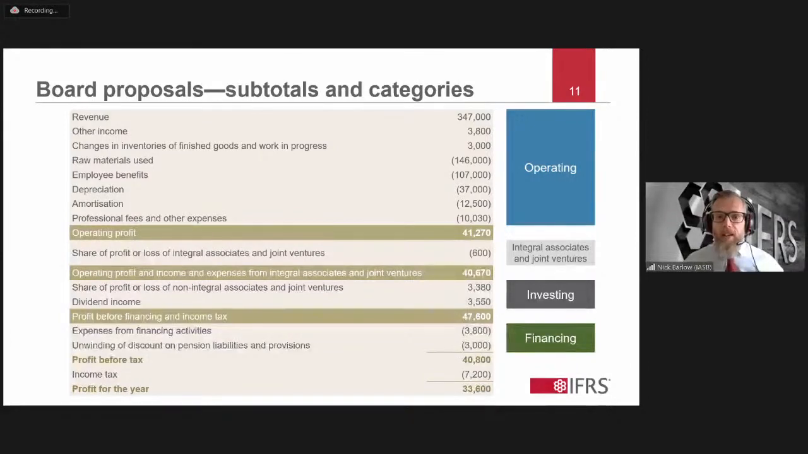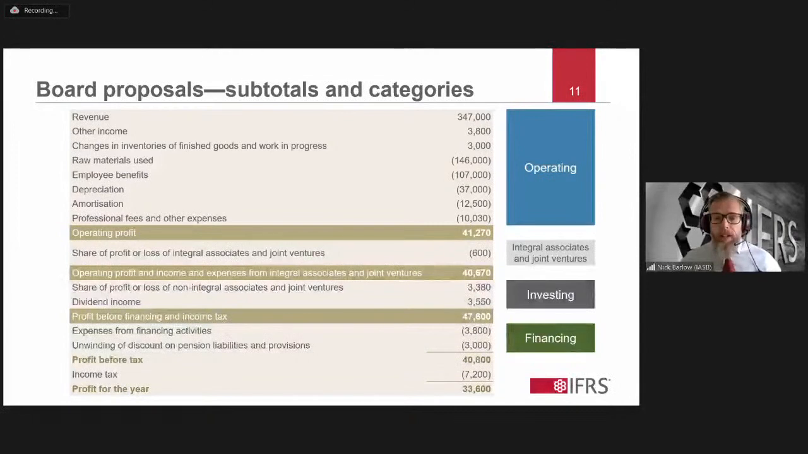To achieve that, the operating category would include those income and expenses that do not meet the definitions of the other categories, which we see are integral associates and joint ventures, investing, and financing. The board has defined it in this way because it is more adaptable to diverse business models. It avoids the potentially difficult judgments that come with a direct definition of operating, and is therefore seen to result in a more comparable subtotal, which, as we saw earlier, was the goal of introducing these subtotals.